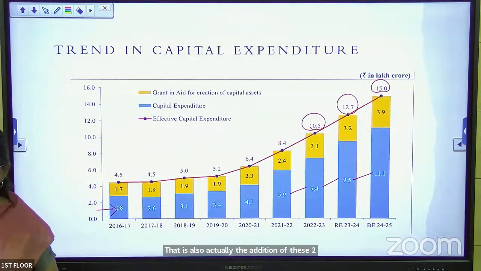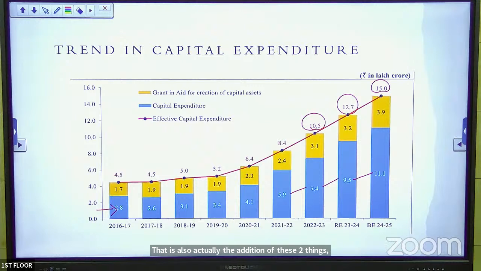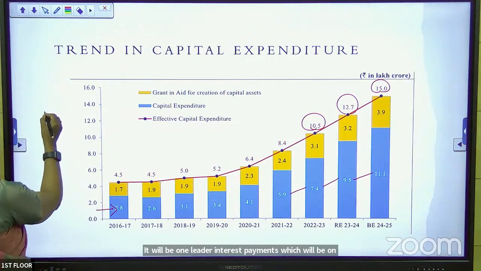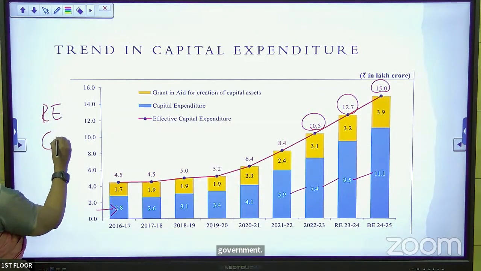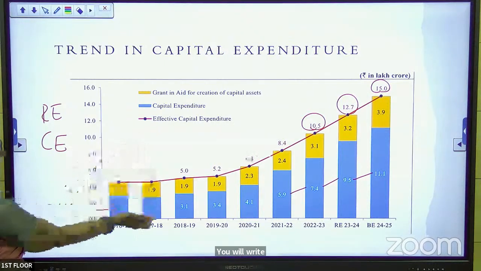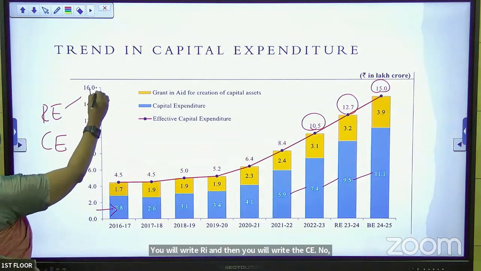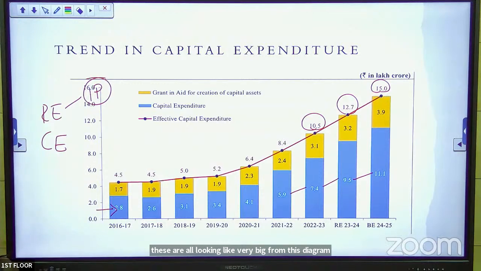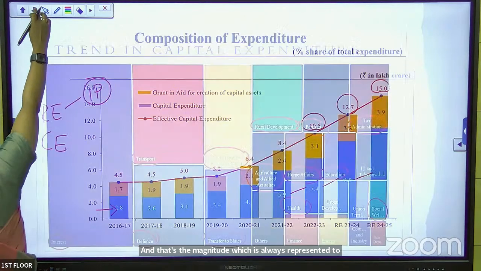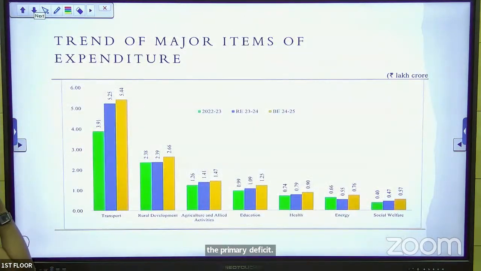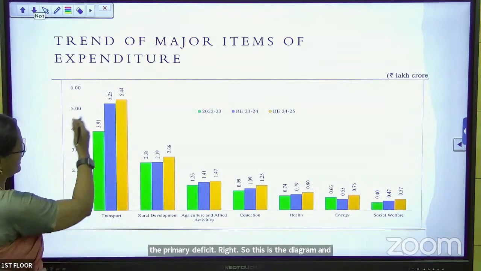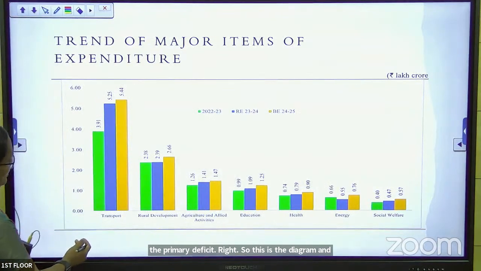When you go in terms of percentage to GDP, it will be only the interest payments which will be on the top. So when you write the total expenditure of the government, you will write RE and then you will write the CE. Though these are all looking like very big from this diagram, one component of the RE only will dominate, and then only all your departmental allocation, everything will come. And that's the magnitude which is always represented through the primary deficit, right? So this is the diagram, and putting those sectors across different years, they are trying to show.